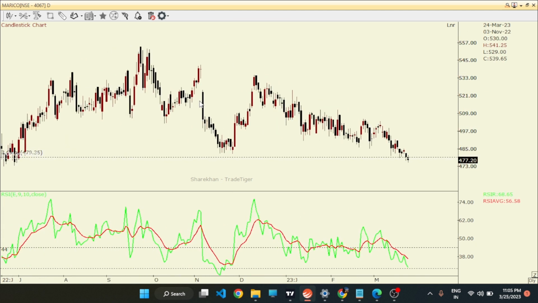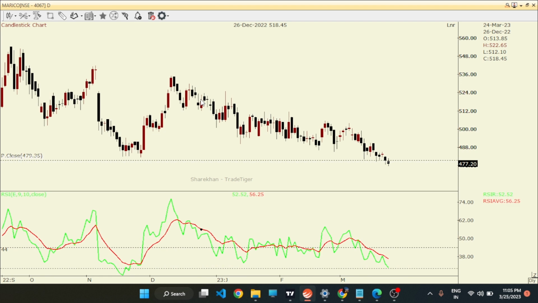And don't move your target unless the stock is performing well.